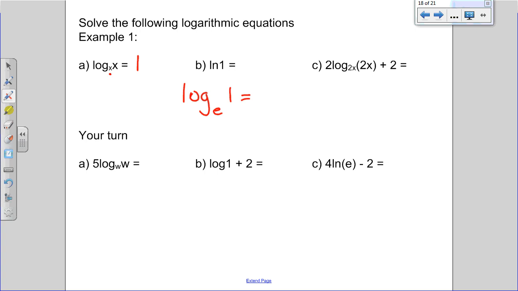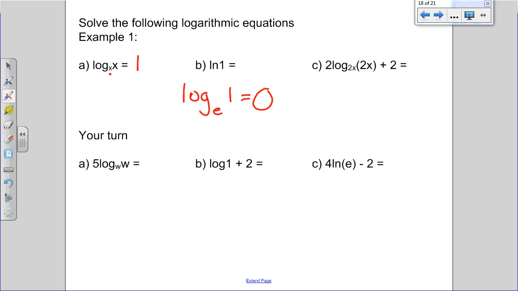So the exponent I must put on e to make it equal to 1 would be 0. Right? The only way I could make something become 1 by using an exponent would be to make that exponent 0. So e to the power of 0 would equal 1. It's the only way I could make that happen. I could get really close to 1, but I could never make it equal exactly 1 unless I put 0 as my exponent.